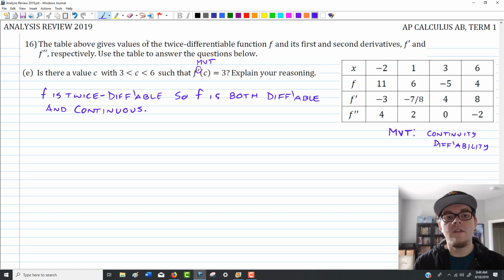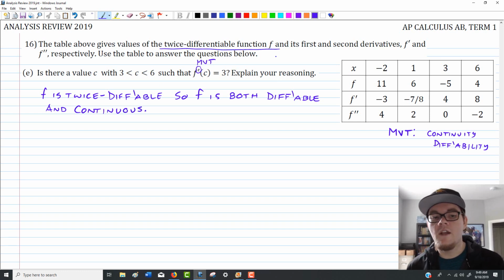And again, it's all given by just that little phrase, the twice differentiable function f. From here, when we're doing the mean value theorem, it's important to remember the mean value theorem, once you're guaranteed continuity and differentiability, involves guaranteeing there's a place where the average rate of change equals the derivative. So what we can do is we next find the average rate of change.